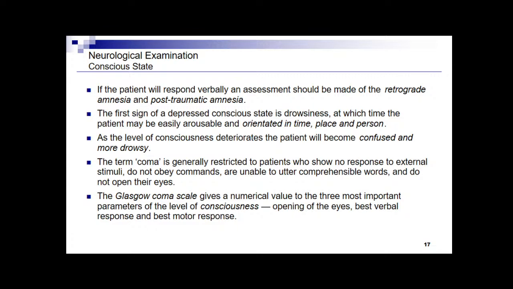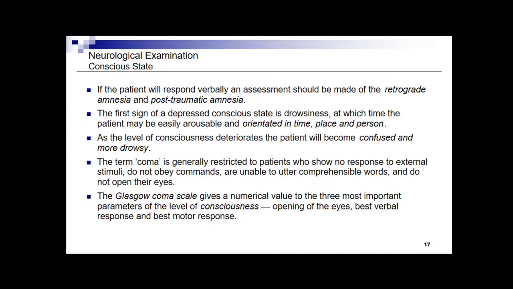The first sign of depressed conscious state is drowsiness, at which time the patient may be easily arousable and oriented in time, place, and person. Full consciousness: the patient is very well oriented in time, place, and his own person. As the level of consciousness deteriorates, the patient will become confused and more drowsy. The next variants of conscious state are stupor and sopor.